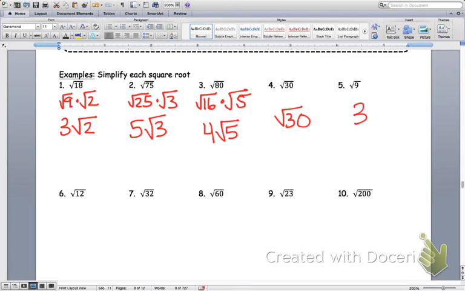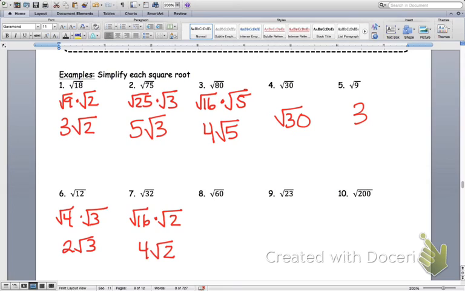So 12, perfect square. Which one goes into 12? You should have 4. 4 is a perfect square. 4 times 3. 2 radical 3. Next one, what perfect square goes into 32? And the number is 16. If you chose 4, always check 16. If you're choosing 4, always check 16, because sometimes 16 goes into the number, and it might help you simplify it more. So 16 times 2 in this case, and we get 4 radical 2.